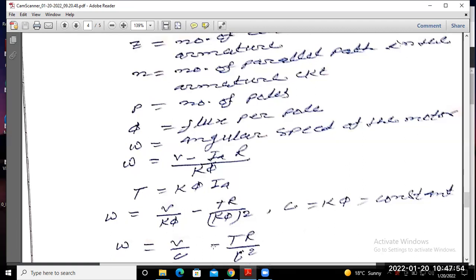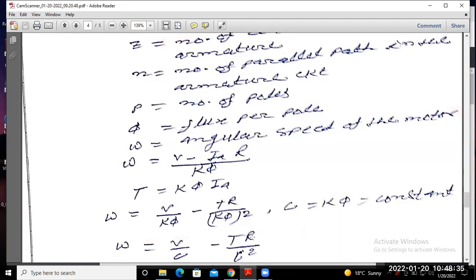Okay, that means the speed is dependent on the input voltage, torque and armature resistance. This denominator part is a constant. So if you change the input voltage, your speed will vary. If you change the torque, that means the armature current, which is T by K phi, and it also depends on the armature resistance as well as the rheostat. So if you change these three parameters, that means input voltage, torque, and total resistance of the armature circuit, the speed changes.